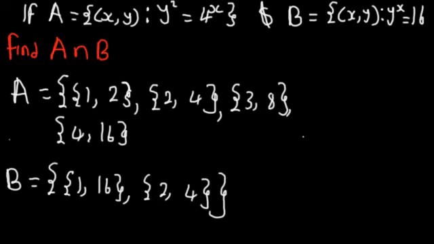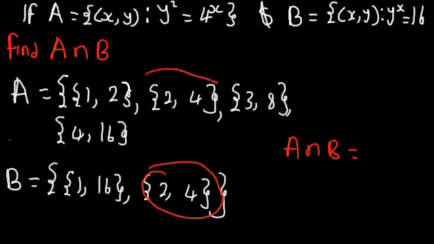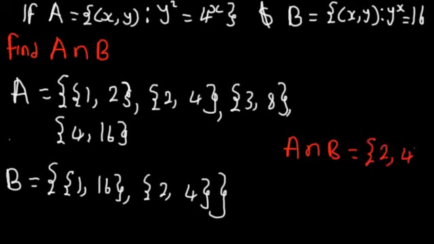Now they said we should find A intersection B. Do we have any common element between A and B? Now it turns out that 2, 4 is present here, and at the same time it is present here. So therefore A intersect B will be equals to 2, 4. So basically, that's how to provide the solution to this particular problem.